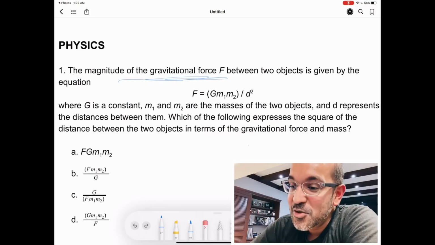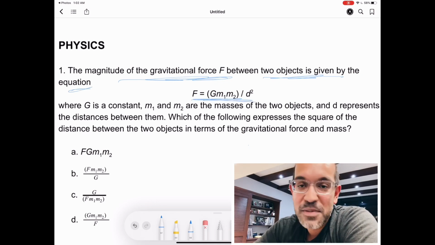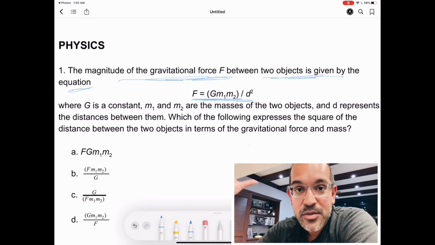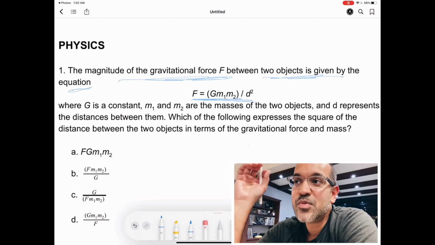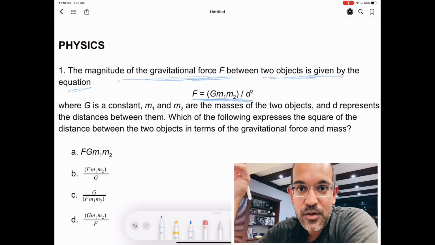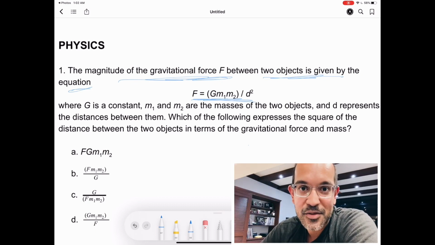Now, this question, let's take a look at it. The magnitude of the gravitational force F between two objects is given by this equation, and as soon as people look at this question, a lot of times it's intimidating, right? It's a physics question, and it could feel like, what is going on here? This looks so complex. And that's what I love about this question, because it's actually very straightforward when you kind of ignore all of the complexity and the craziness, okay?